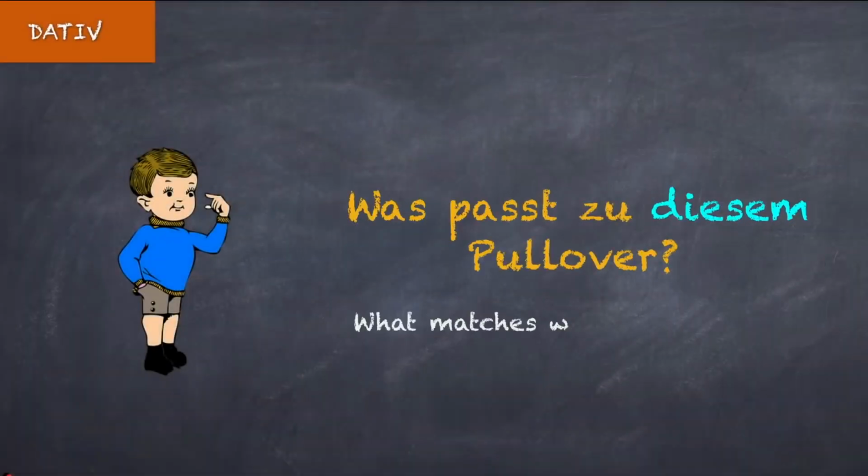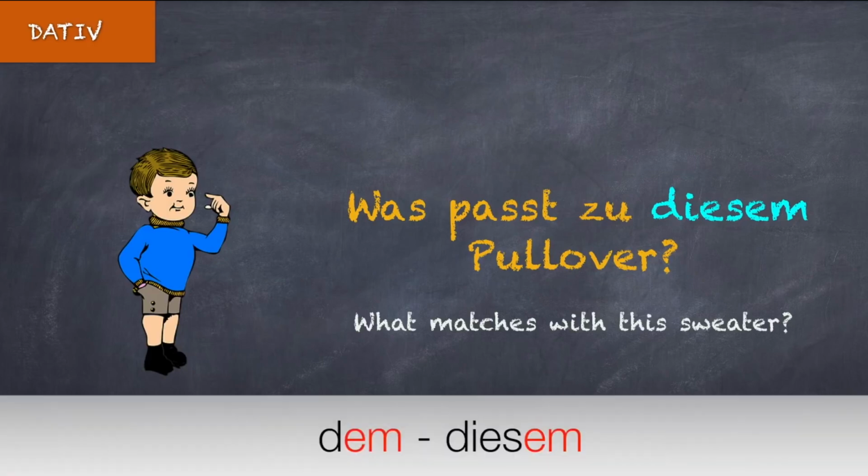Now here's an example in dative. Was passt zu diesem Pullover? Since zu is a dative preposition, diesem Pullover is a prepositional object with a dative preposition. The definite article in dative for masculine is dem. Similarly, the demonstrative article for masculine in dative is diesem. Both of them have the same ending em.